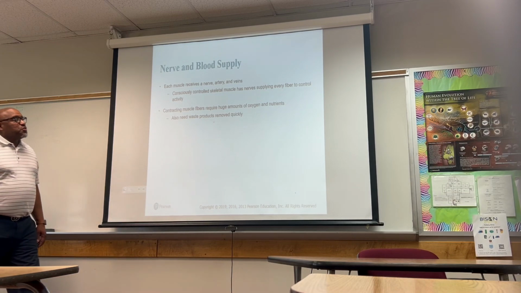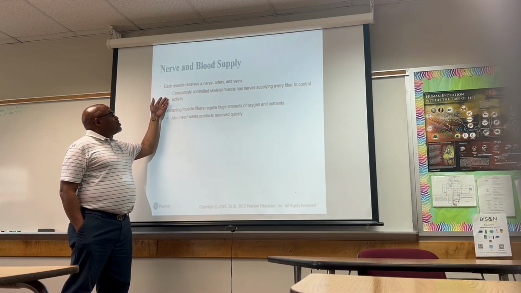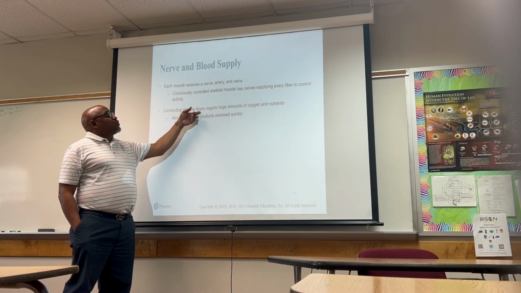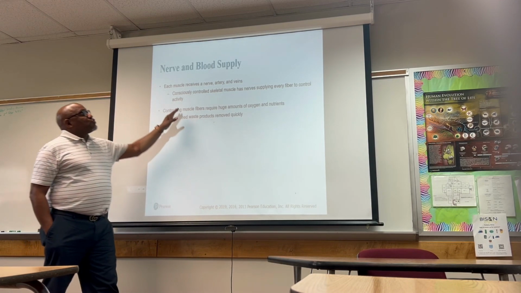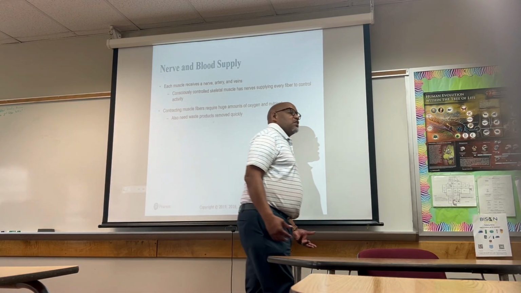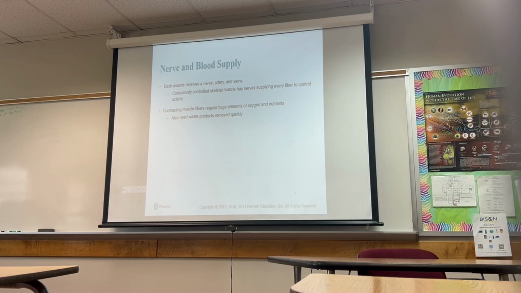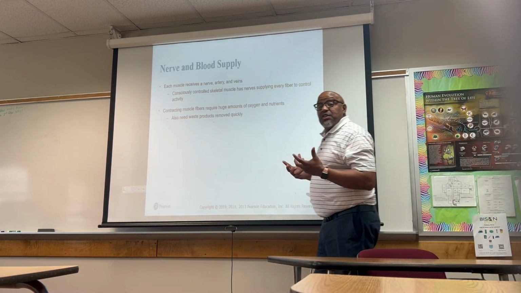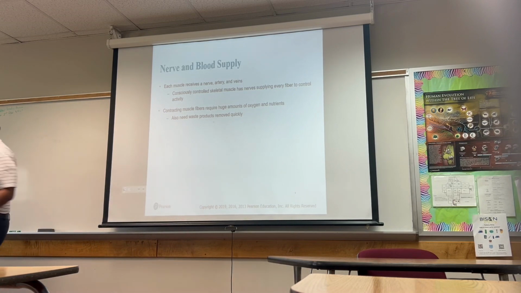Now, each muscle receives a nerve, an artery, and a vein. Consciously controlled skeletal muscle has nerves supplying every fiber to control it, okay? Contracting muscle fibers require huge amounts of oxygen and nutrients and also need to get rid of waste products. First, consciously controlled skeletal muscle has a nerve going to each fiber. We're going to look at how small an actual fiber is of a muscle. Every muscle fiber has a nerve going to it. So nerves are permeating and interwoven all throughout every skeletal muscle. And in order for that skeletal muscle to contract, a nerve is telling that muscle what to do.